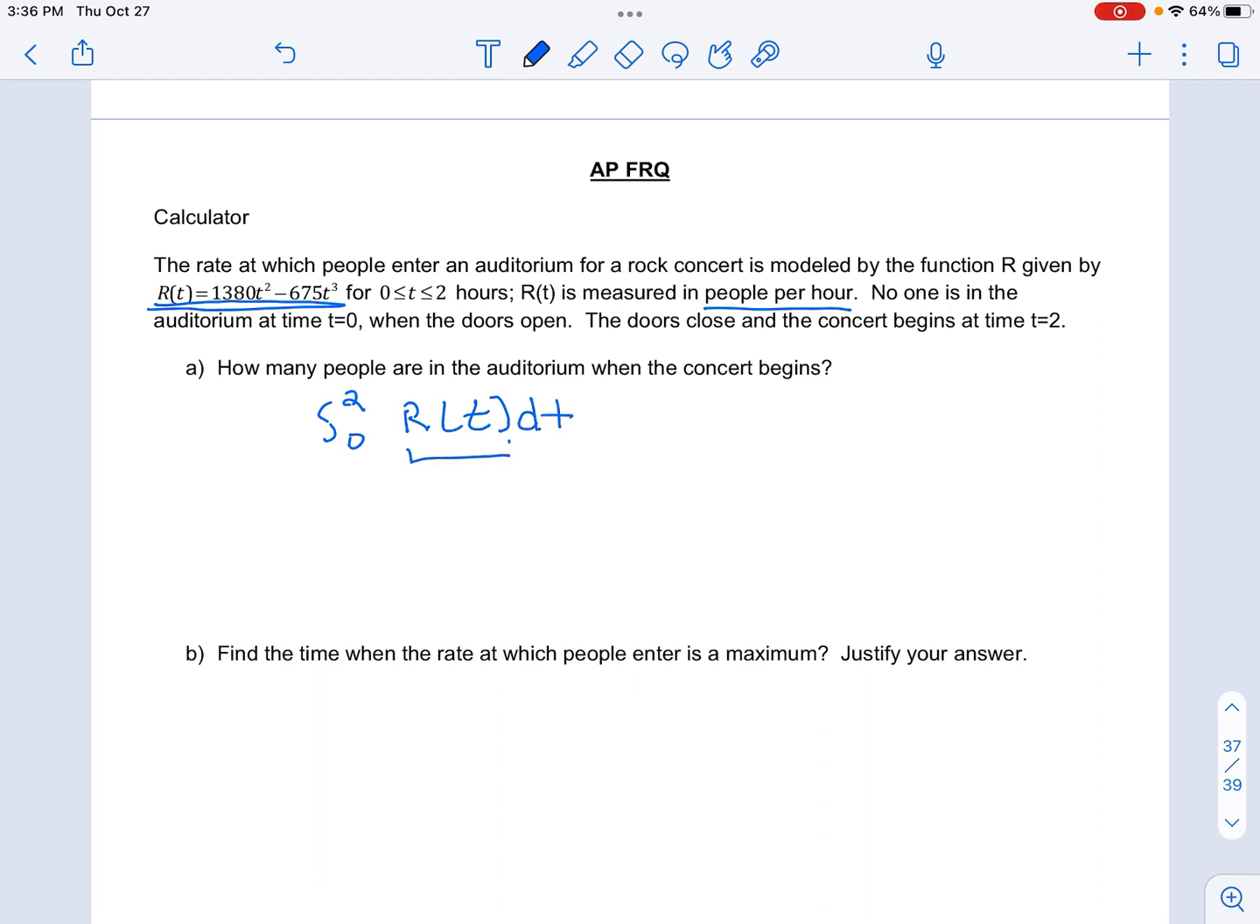And again, check for yourself that your units make sense. This is people per hour. The units on dt is a small change in time, so this gives you total people. So this is my setup of the definite integral, and it's a total of 980 people.